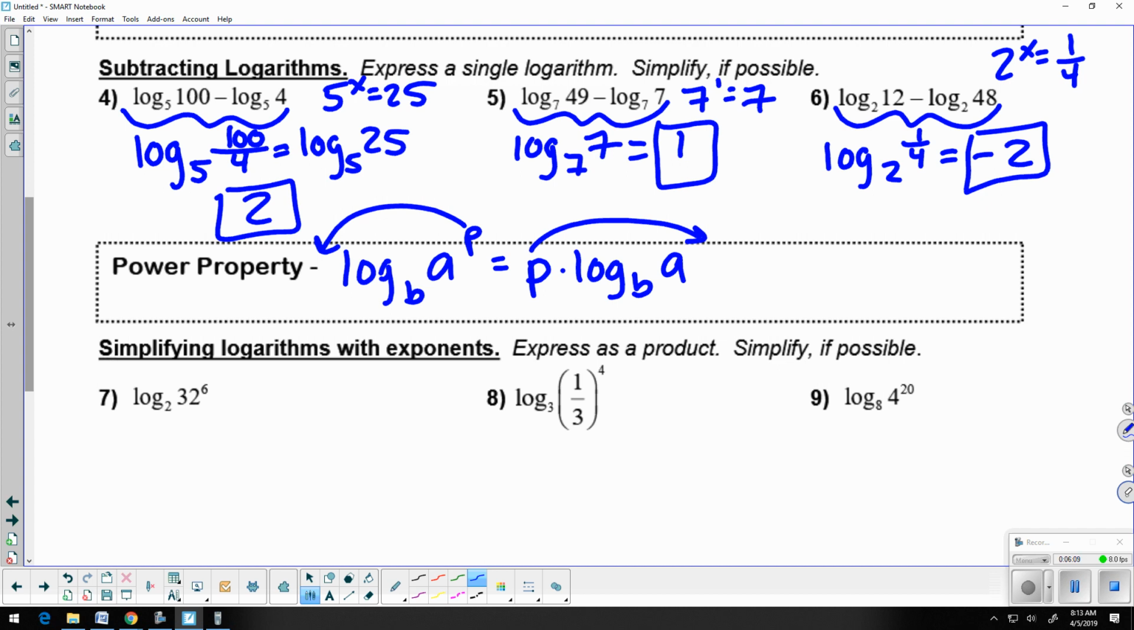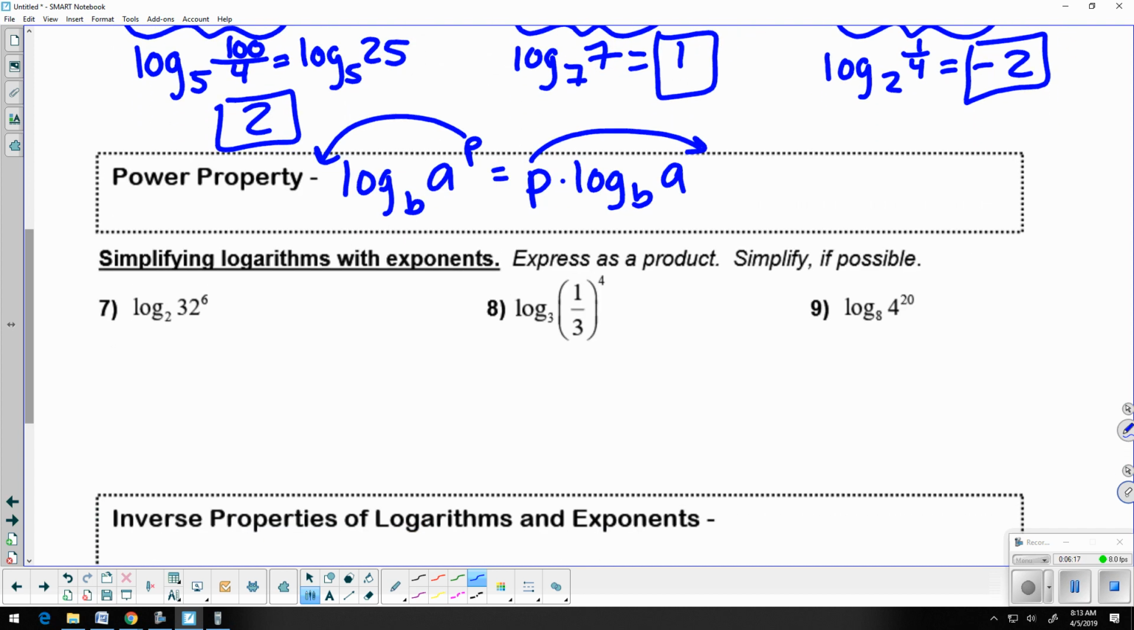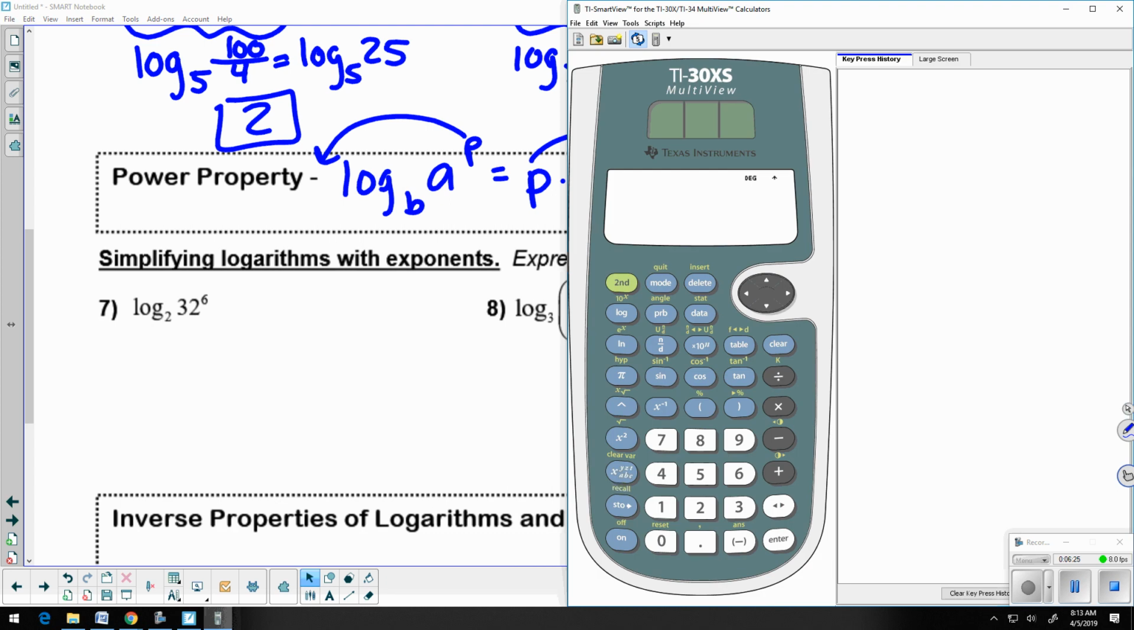But using this property now for these next examples, we are going to simplify these logs with exponents, express it as a product, and simplify if we can. Okay, so for number 7, it says log base 2 of 32 to the 6th power. So we could find what is 32 to the 6th power and then simplify the log, but look at that gigantic number. We really want to figure out 2 to what power is going to be whatever that number is. So what is that even? 1,773,000,000, it looks like, 741,824. No. So what makes life a little bit easier, again, is using the power property.